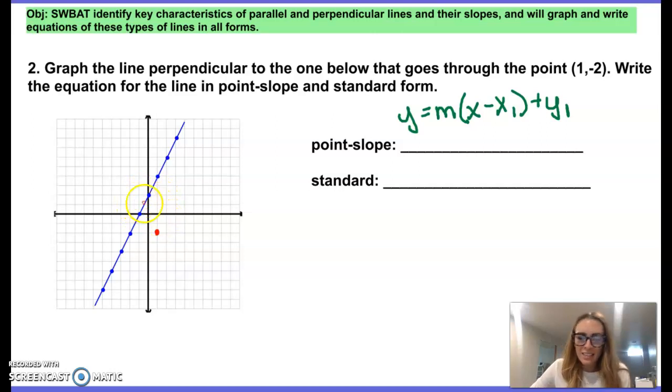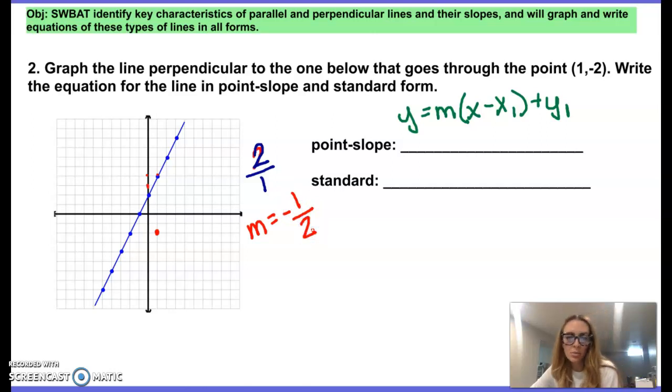So first we got to find that line. We know the point, and we know that we can figure out the slope. So the slope of this other one is 2 over 1. The slope of the blue line is 2 over 1, which means that our new red line needs to have a slope of negative 1 over 2, right? Opposite reciprocal. So flip it and make it positive or negative.